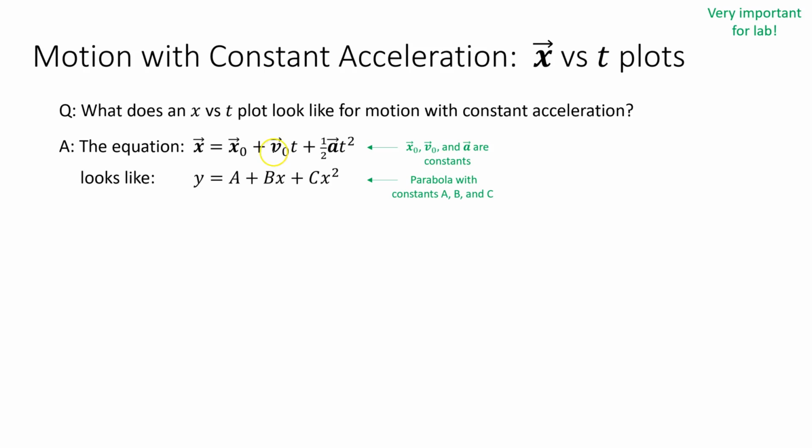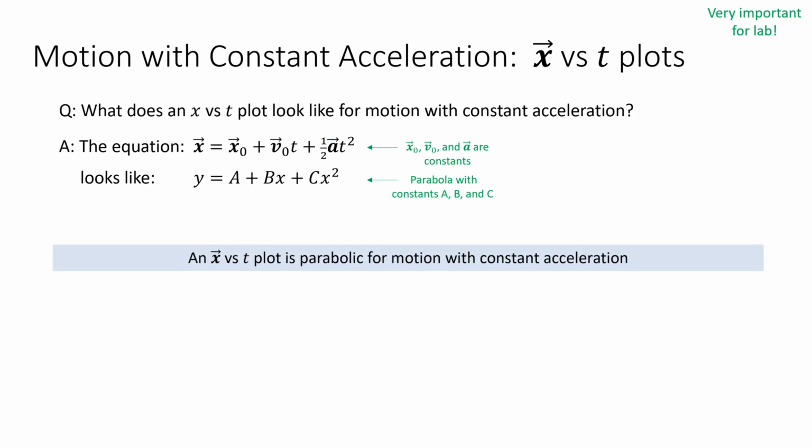V naught is your initial velocity. That's also a constant. It won't change in time. And a, we already said, was constant in this particular case. And so what that means is that, comparing these two equations, I would expect my position versus time plot for motion with constant acceleration to look just like a parabola.